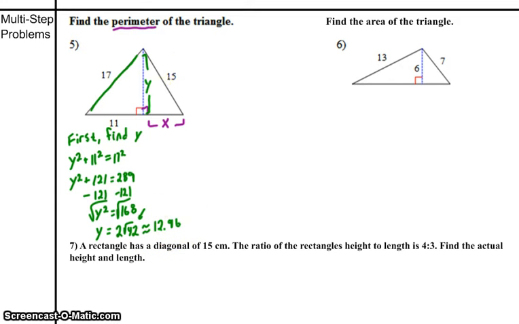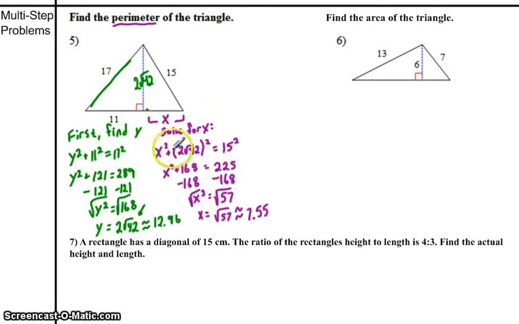Next, now that we know y is going to be 2 square root 42, or 12.96, either way, now we're going to go ahead and solve for x using the Pythagorean theorem. Go ahead, pause the video if you haven't already, and try and solve for x. The answers will be up in 3, 2, 1.